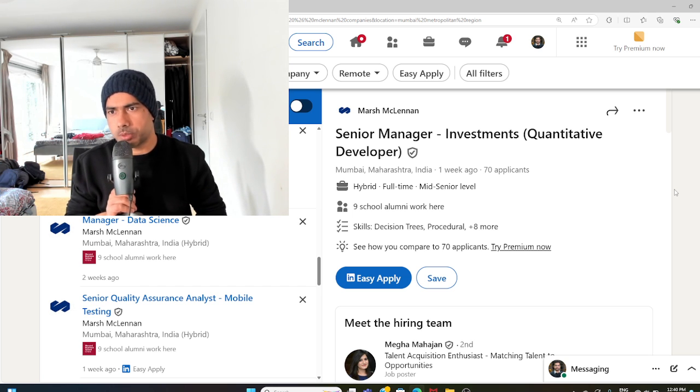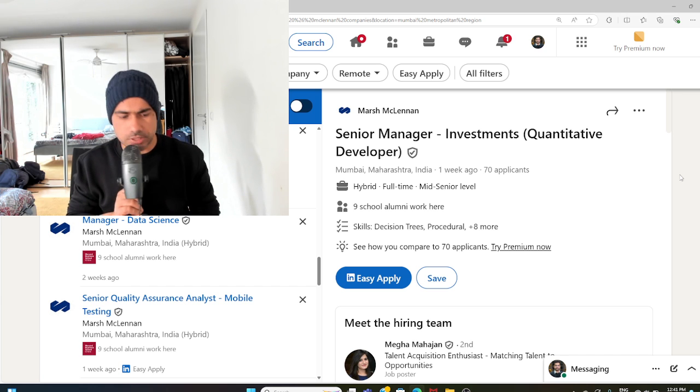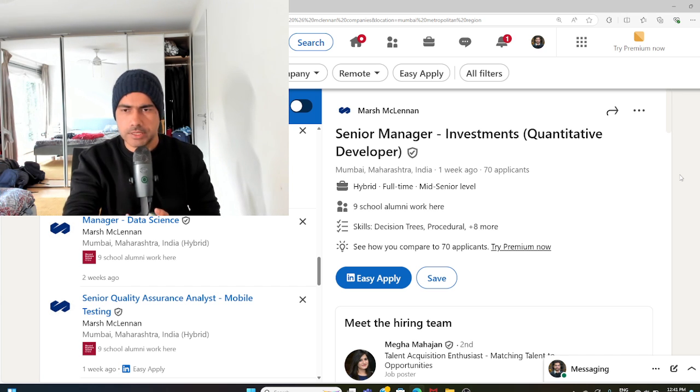And this is the job description. By the way, they have several jobs in the department in the company in Mumbai. You can check them out on LinkedIn. But this particular job is for people who are developers, but they have some knowledge or some skills in quantitative modeling. So I'm going to discuss this particular job description.